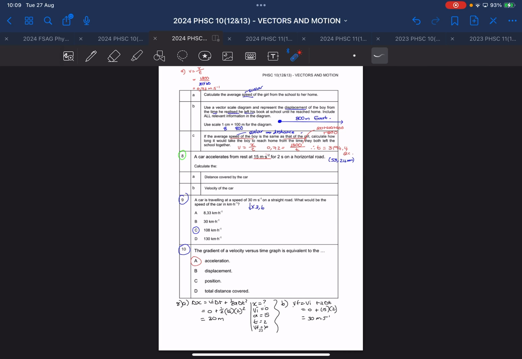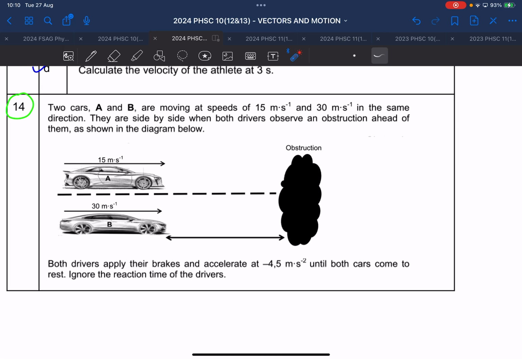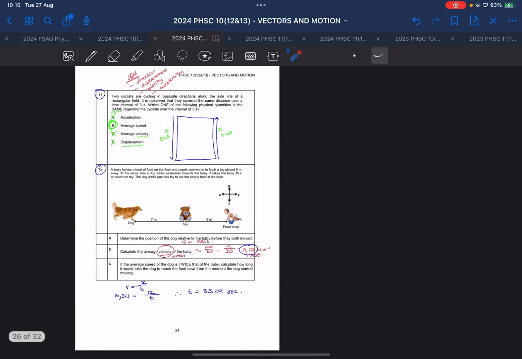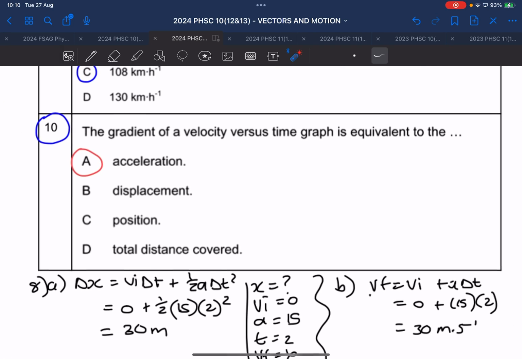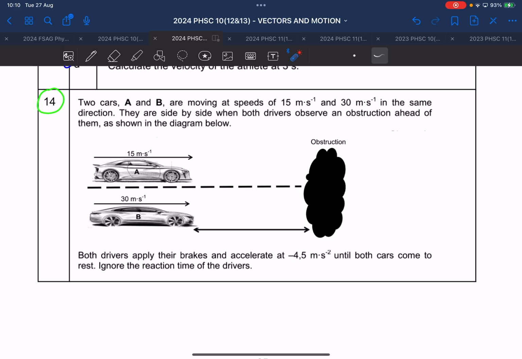Okay, then you had to do question 14. Didn't we do number 10? We did. Question 14 says: two cars A and B are moving at speeds of 15 and 30 meters per second in the same direction. They are side by side when both drivers observe an obstruction ahead of them as shown in the diagram below. Both drivers apply their brakes and accelerate at negative 4.5 meters per second squared until both cars come to rest. Ignore the reaction time of the driver. So it means they immediately start to stop.